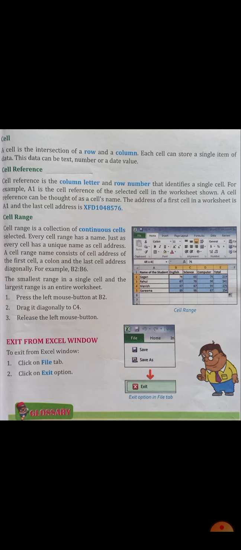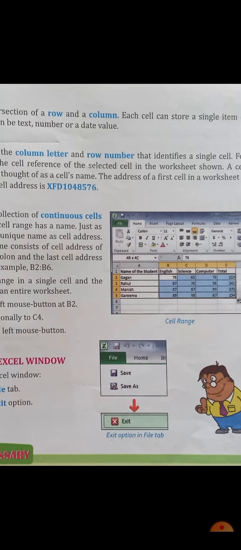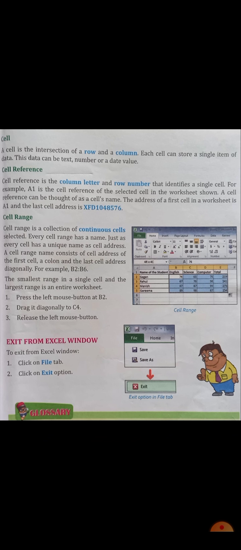Now, how to exit from an Excel window? Now you have done all your work and written whatever you wanted in the document. By chance you want to exit. For that you have to click on the File tab, then click on the Exit option, the way it is shown over here. Then you can easily exit from the MS Excel window, and you can save the data also. So this is how you can exit from MS Excel.